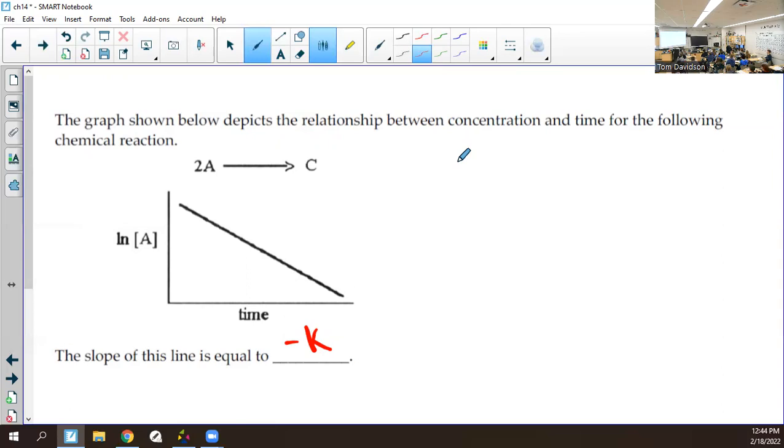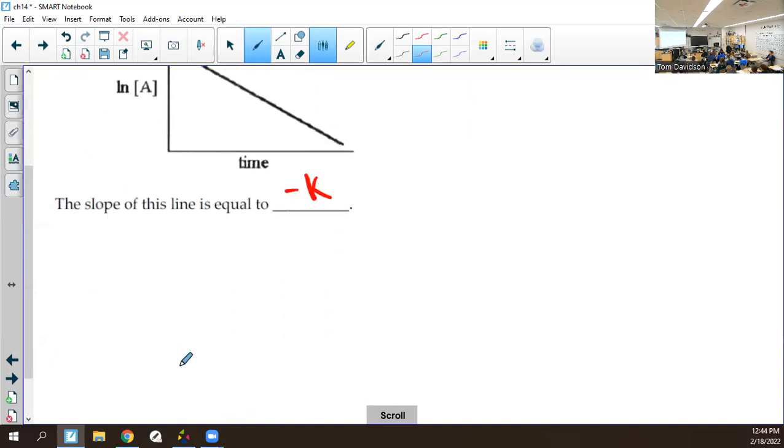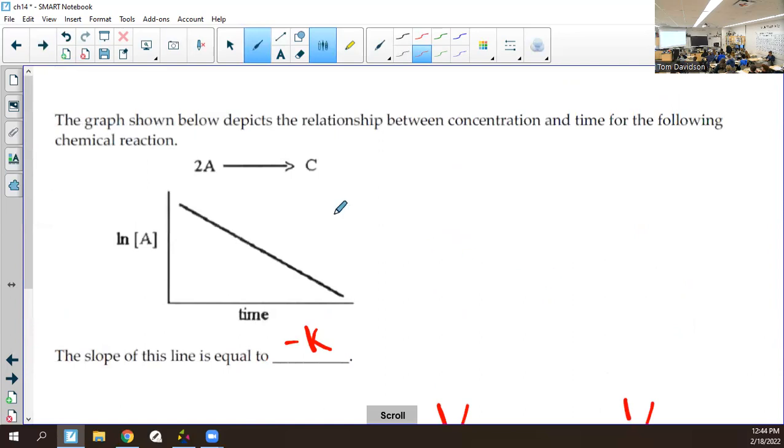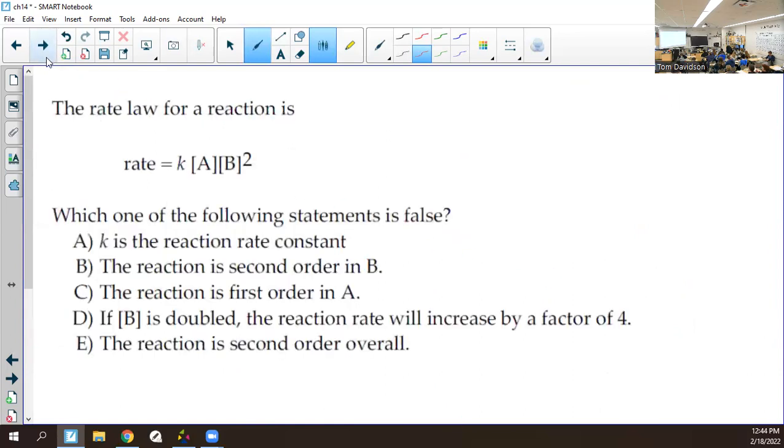All right, negative K. We all right with that? You mean we don't have to, K is always positive. We don't have the number. No, it's a multiple choice. Oh, okay. It's like K, negative K, 1 over K, negative. I was trying to figure out what. You're good. Okay. Six minutes. Let's take about 2 minutes to do this.